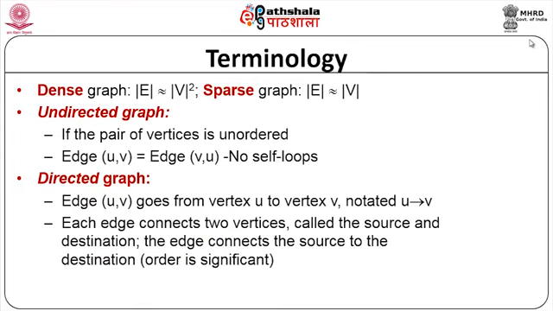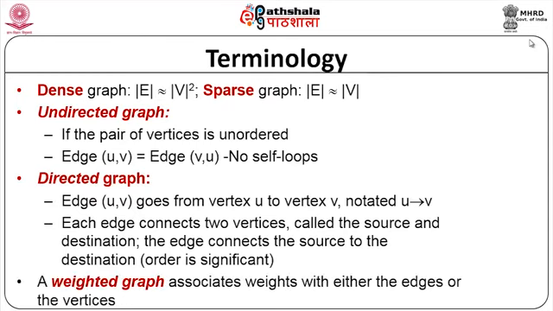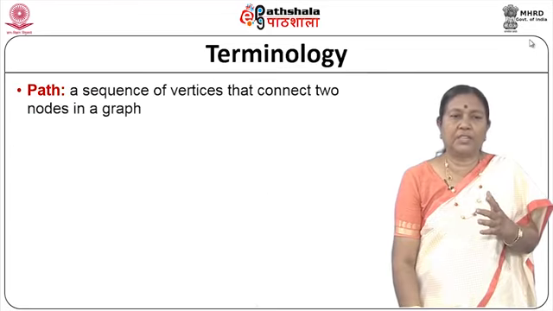So each edge connects two vertices. In this particular directed graph situation, the terminology used is one of the vertices is called the source and the other is called the destination, and the edge normally connects the source to the destination. Here the order is significant. So that is a directed graph. Then you have a weighted graph where there are weights associated with the edges or the vertices, both can be, normally edges.